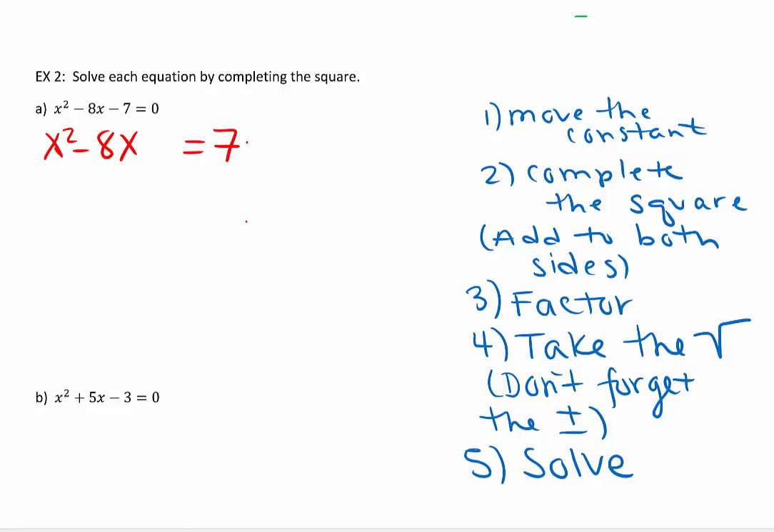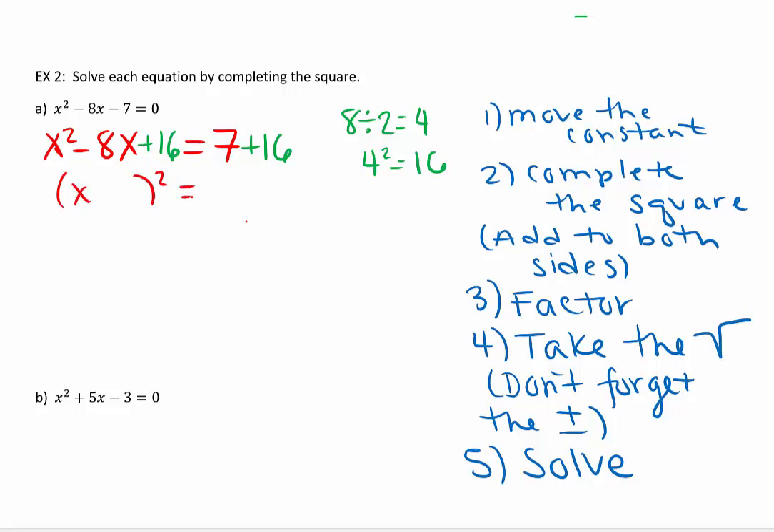So that's step 1. Step 2, I complete the square. So I take the number in front of the x, I divide it by 2, 8 divided by 2 is 4, and then I square it, and I get 16. So to complete the square, I have to add 16, and I have to do that to both sides. This is an equation. Whatever we do to one side, we have to do to the other side. So that's step 2. Step 3, I'm going to factor.